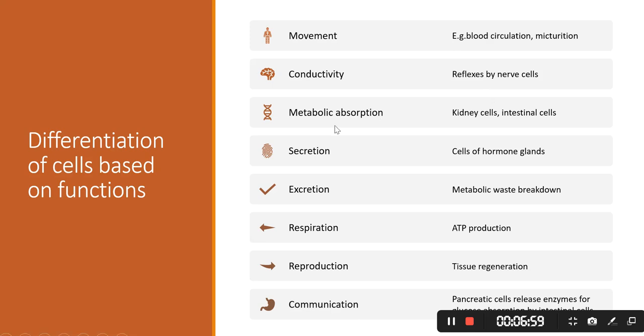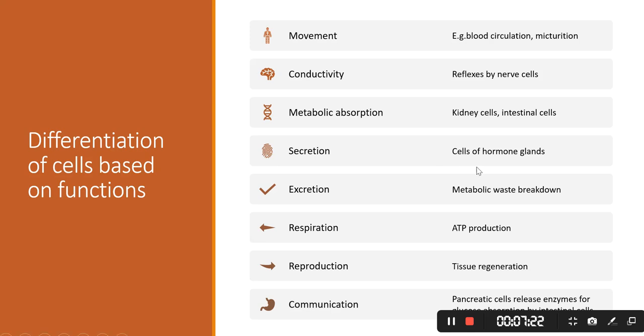Metabolic absorption. Some cells can do the absorption. The examples are kidney cells and intestinal cells. So kidney cells help in keeping the water and the salt and maintaining the balance. Intestinal cells help in the absorption of vitamin B12 and all the other minerals and vitamins which are needed by our body. So those cells have acquired the function of metabolic absorption.